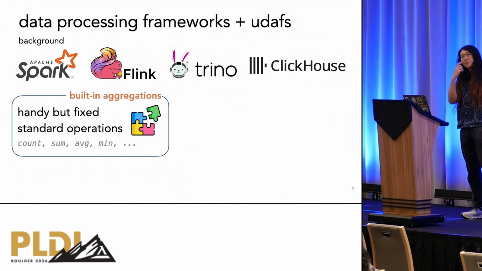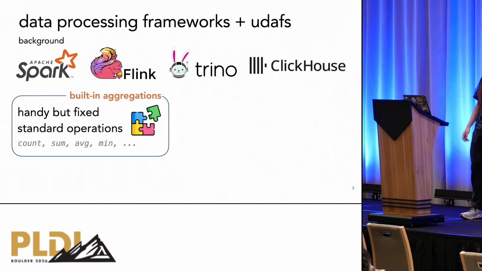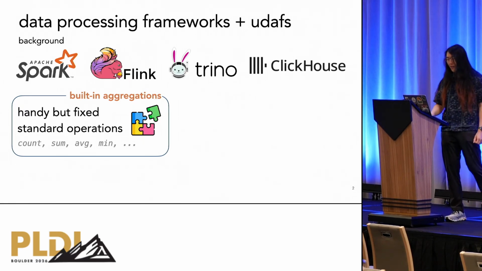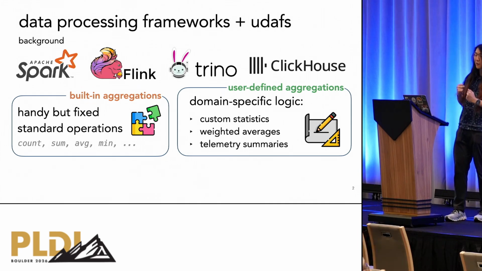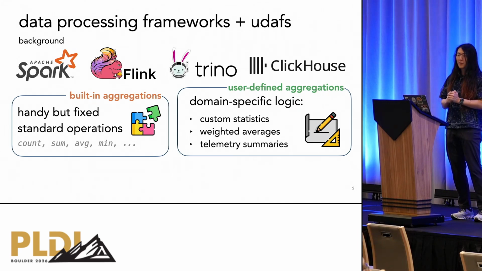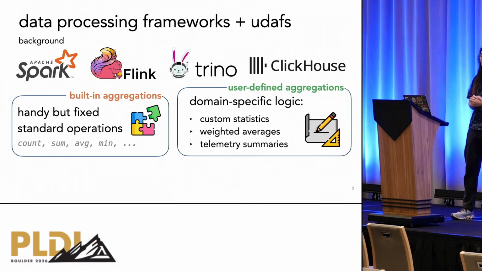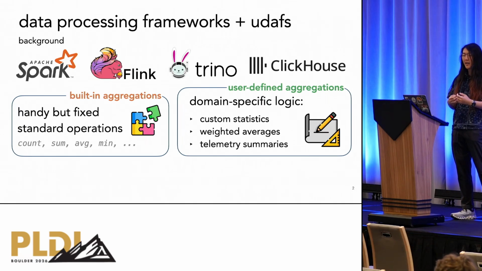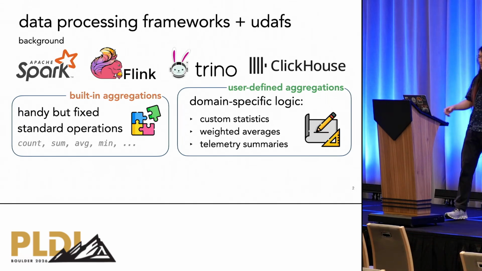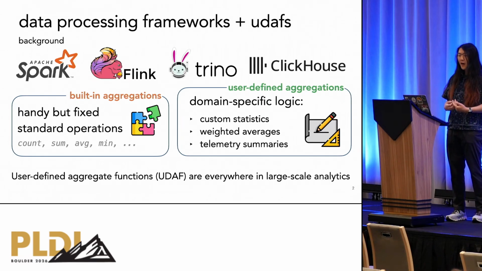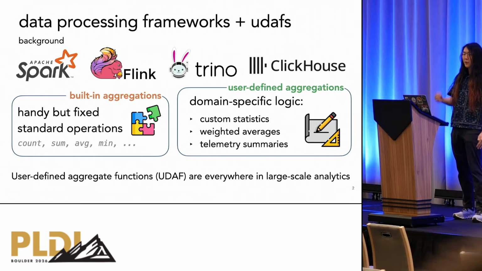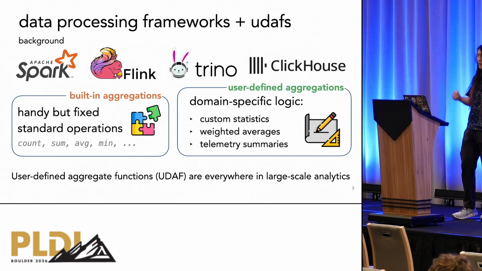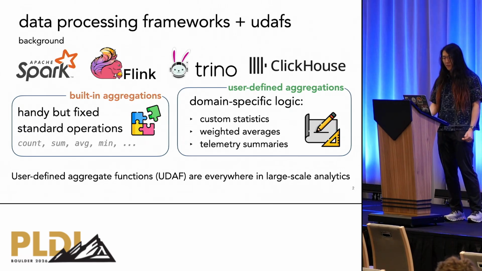The first one is built-in aggregations. They are basically a set of standard operations, very handy to use and also highly optimized. On the other hand, there are also user-defined aggregations. That's the place where the developer can express their own domain-specific logic, such as custom statistics or telemetry summaries. And nowadays, user-defined aggregate functions are everywhere in large-scale analytics.